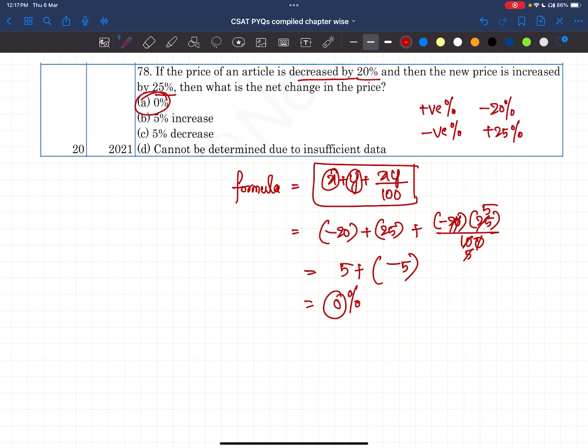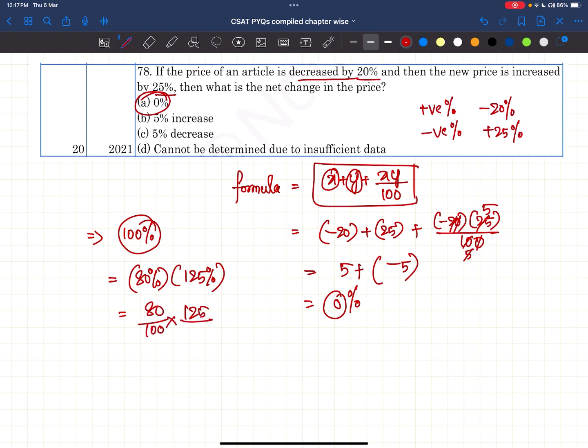We can simply do it like this also. See, I will take 100% as the price of the article. Now what is told? First it is decreased by 20%. That means 80%, right? And then what is told? It is increased by 25%. That means 100 plus 25, 125%. Right? 80 by 100 into 125 by 100.